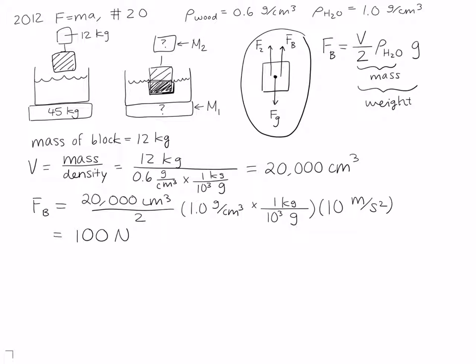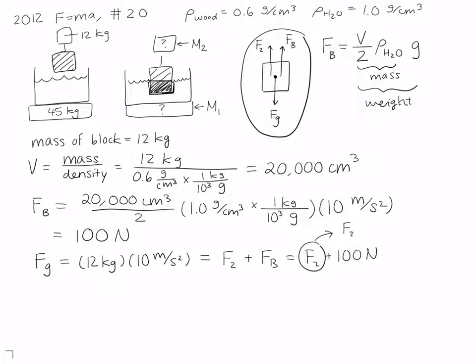Because our block is at rest, there has to be no net force acting on it. So the downward force, namely the force of gravity, which is the mass, 12 kilograms, times gravity, 10 meters per second squared, has to equal the sum of the two upward forces, namely F2 plus Fb. And we know that Fb is equal to 100 newtons. We're trying to find F2 because its relationship with M2 is that it is M2 times g.